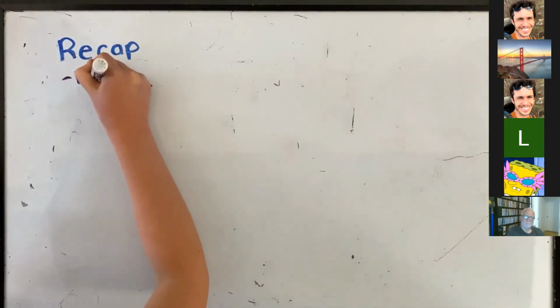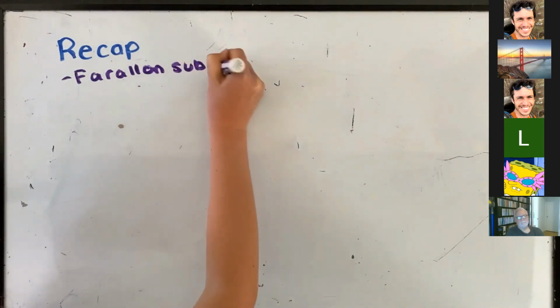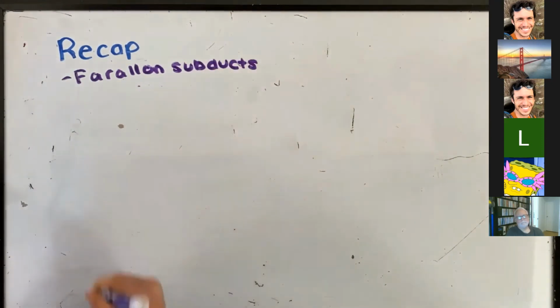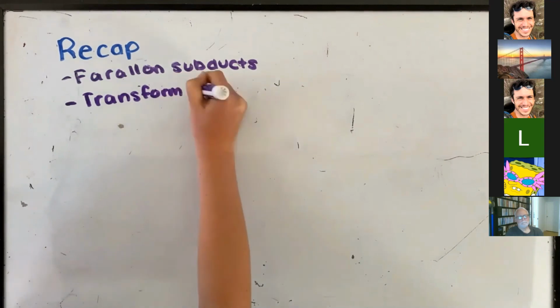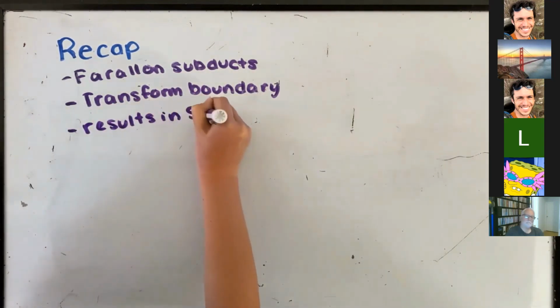To summarize, the Farallon Plate subducted under the North American Plate, causing the Pacific Plate to be next to the North American Plate. From there, the plates rubbed against each other, also known as a transform fault, causing the San Andreas Fault, which is near where we are today.